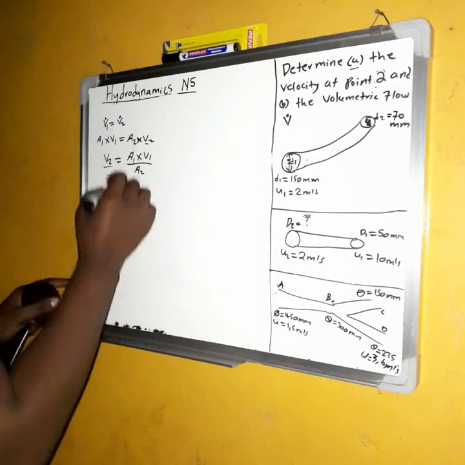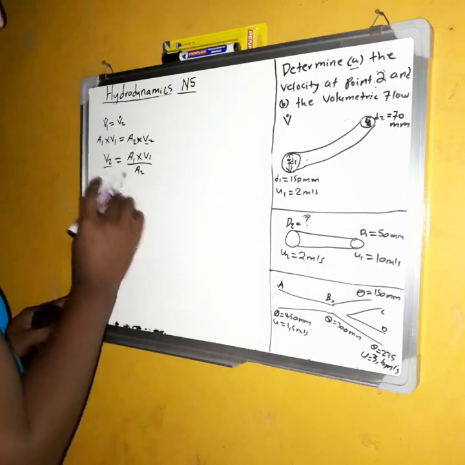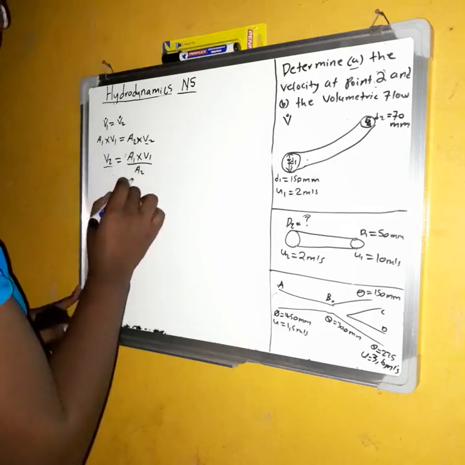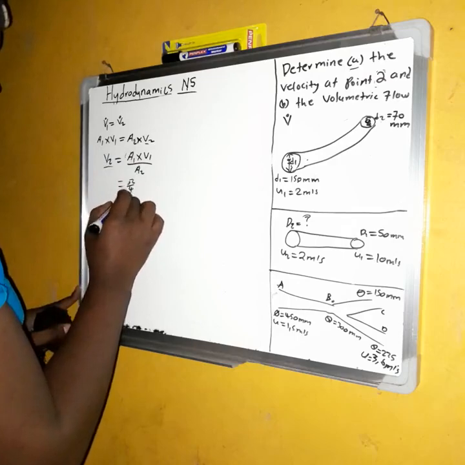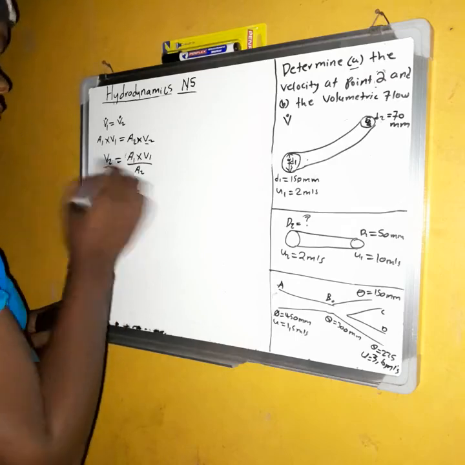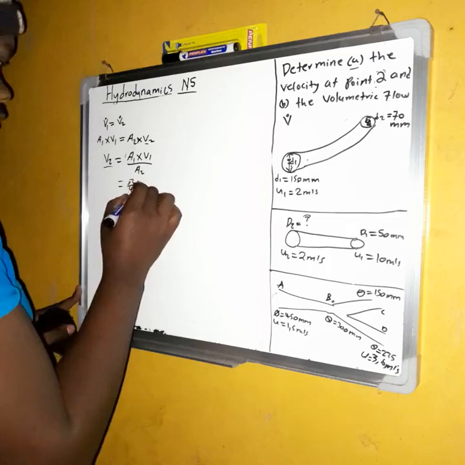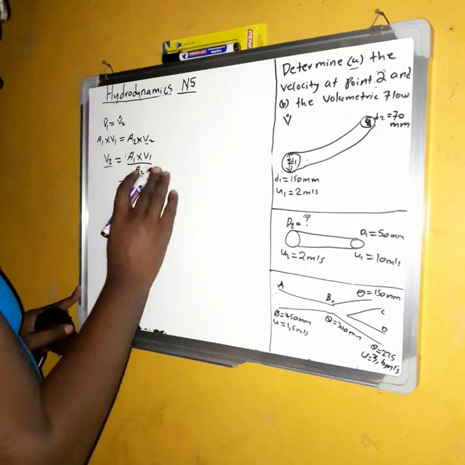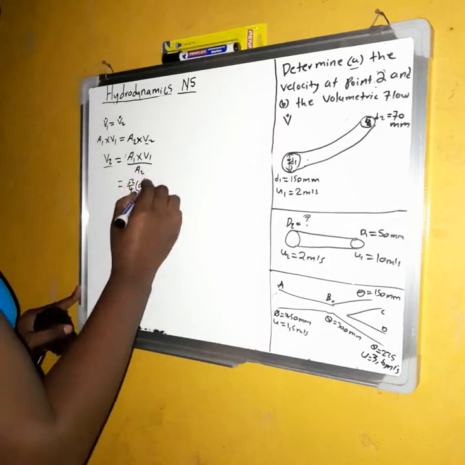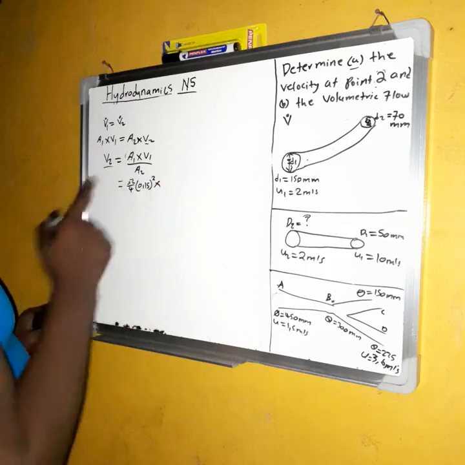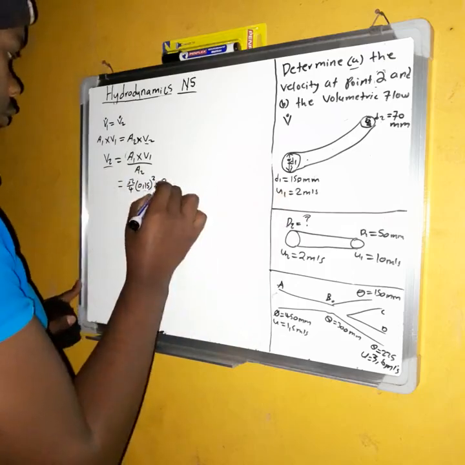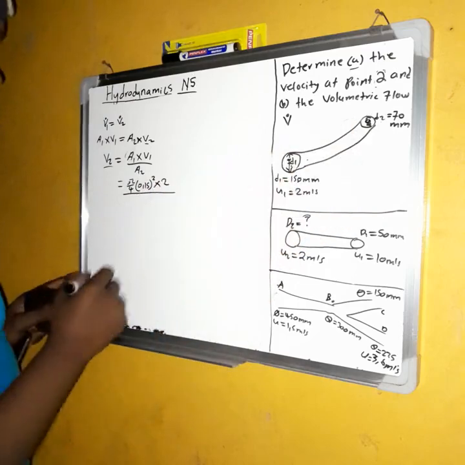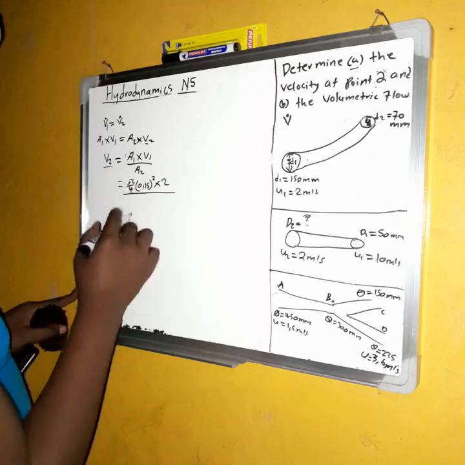So we know the area will be pi over 4 multiplied by diameter squared, which is 0.15, diameter 1. We square this value, multiplied by the velocity V1, which is 2, all this divided by this area.